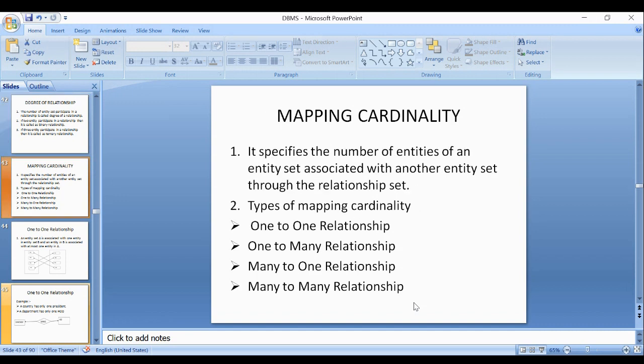Now coming to the mapping cardinality. What is mapping cardinality? It specifies the number of entities of an entity set associated with another entity set through the relationship set. Now coming to the types of mapping cardinality. There are four types of mapping cardinality. First, one-to-one relationship. Second, one-to-many relationship. Third, many-to-one relationship. Fourth, many-to-many relationship.